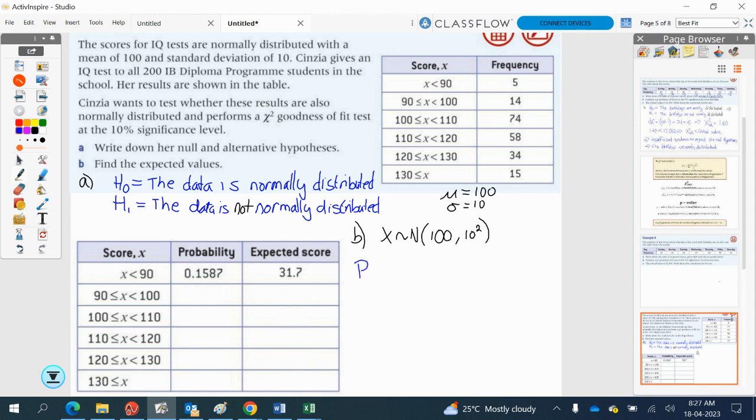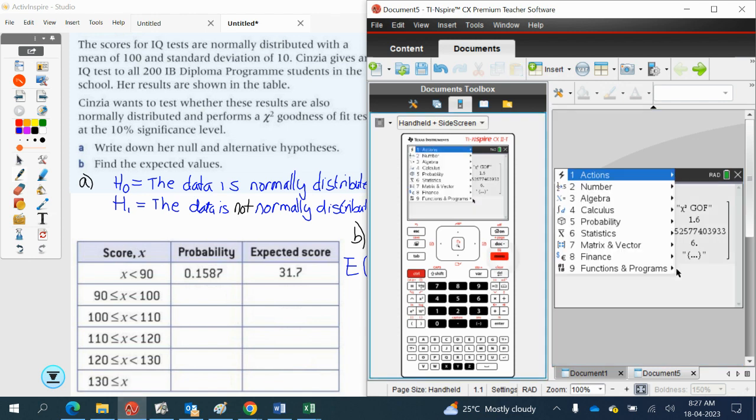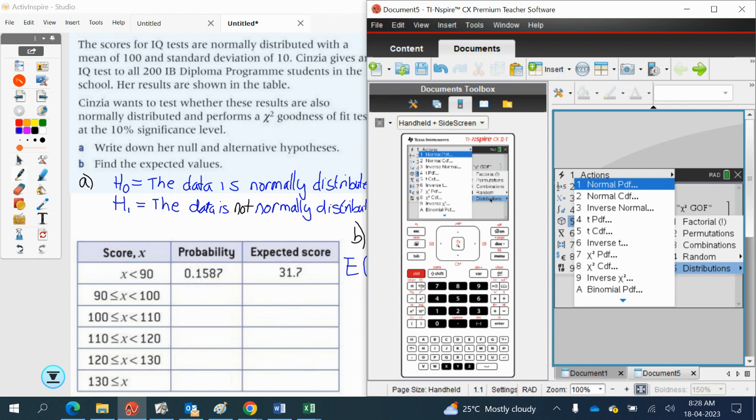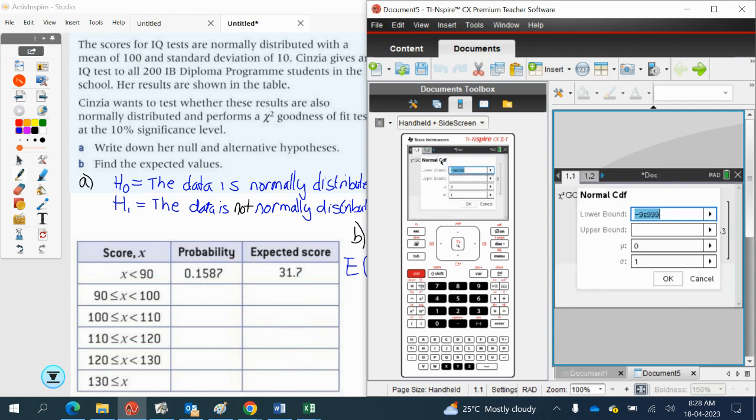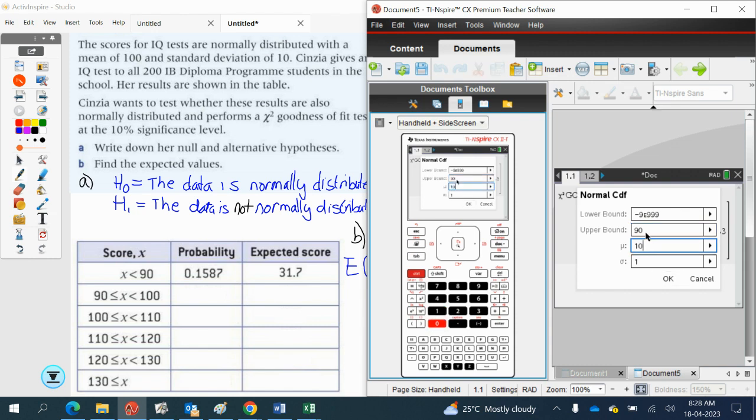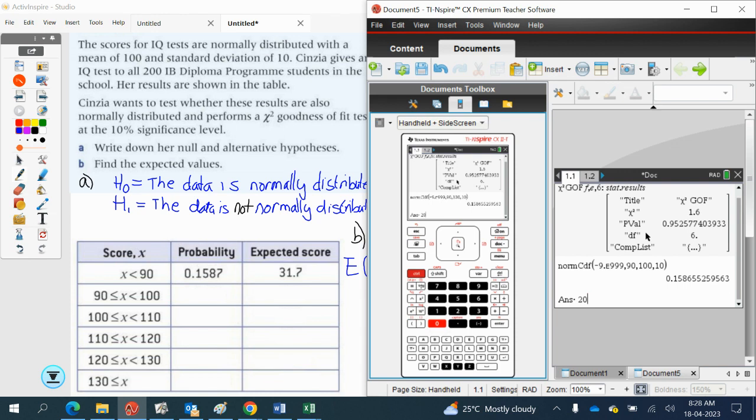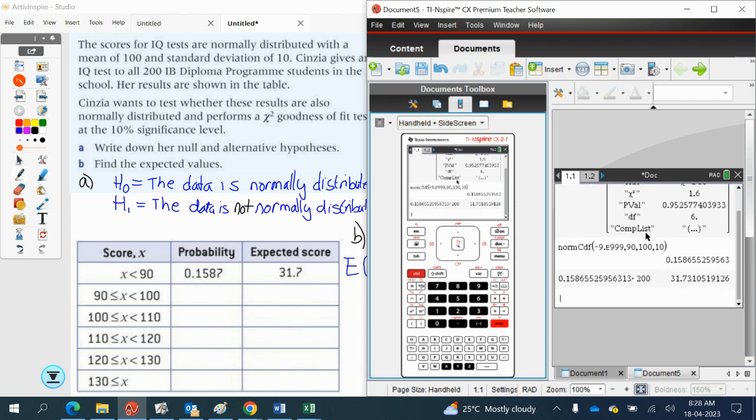Then you need to find the probability for each of the expected values. The expected value that x is less than 90 should be equal to the probability that x is less than 90 multiplied by the total population, n, which is 200. If we try that on our calculator, we go menu, probability, distributions, normal distribution. We go from 0 up to 90, with a population mean of 100 and a standard deviation of 10. Take that value, multiply it by 200 students, and we should get 31.7, which is the value calculated here.